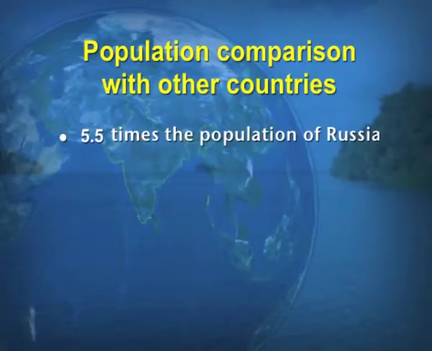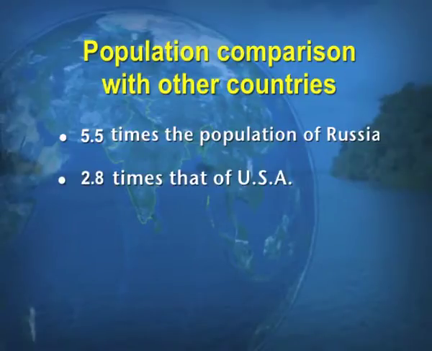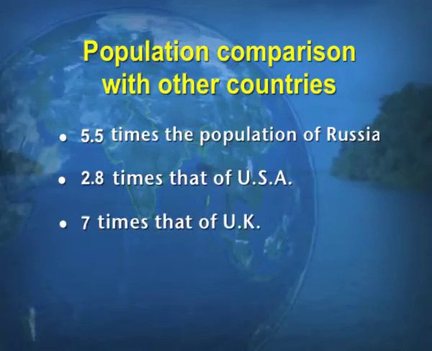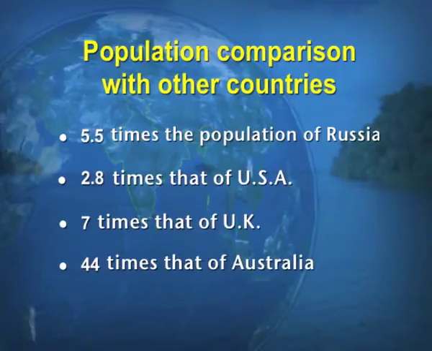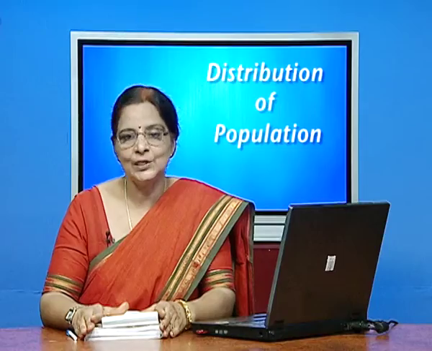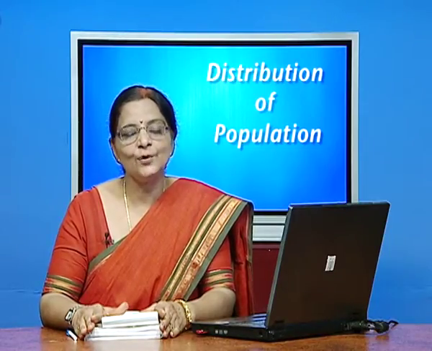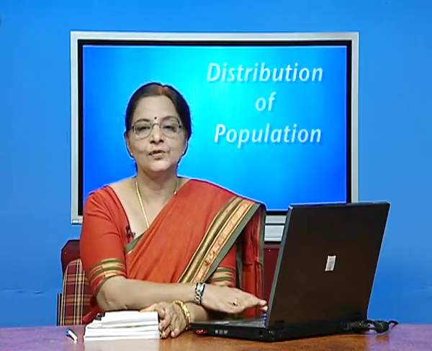India's population is 5.5 times more than that of Russia. And if we compare it with the USA, it is 2.8 times more than that. It is 7 times more than that of the population of the UK. And the most interesting fact is, its population size is 44 times more than that of Australia. I repeat it, children, this is 44 times more than the size of Australia.